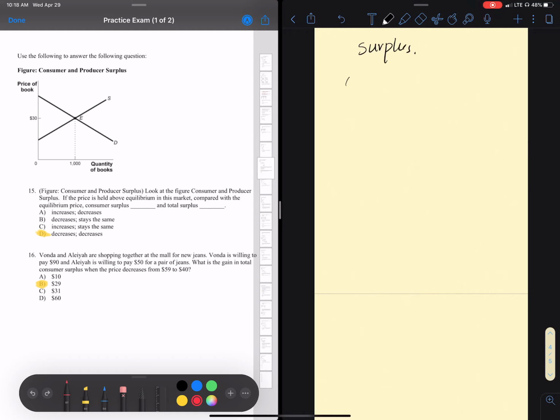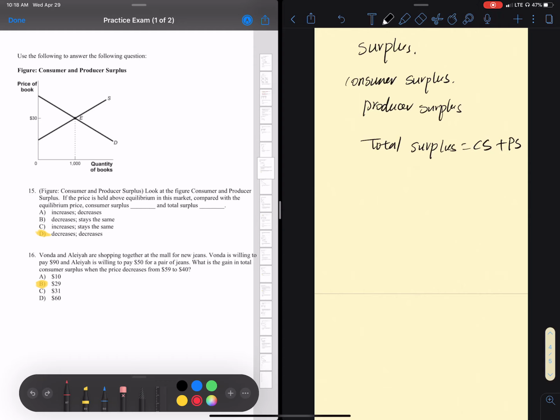So we have consumer surplus, we have producer surplus, and we have total surplus. Okay, so the total surplus is pretty simple. It's just consumer surplus plus producer surplus. Okay, but how do we calculate surplus?